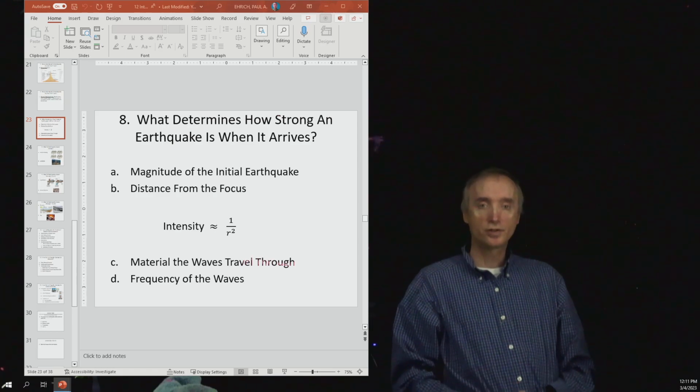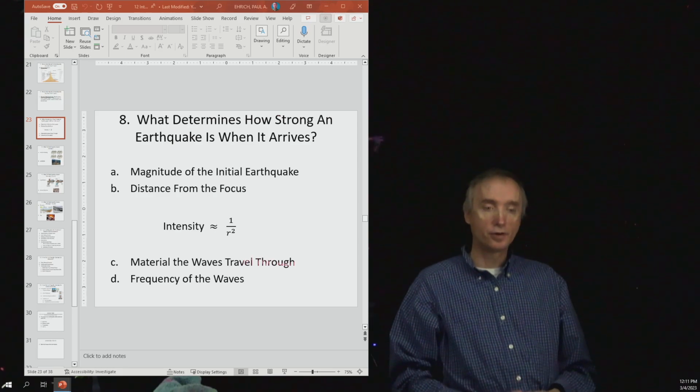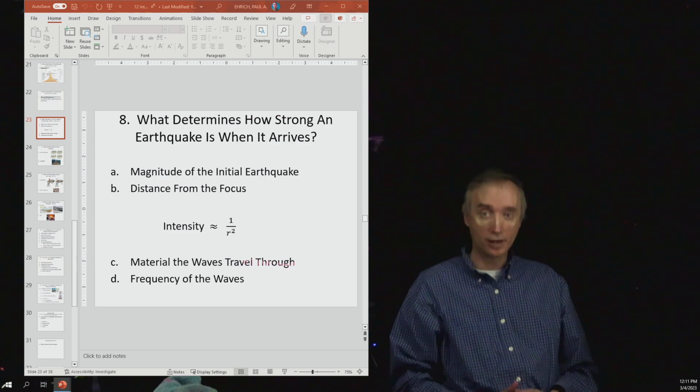Okay, so now we want to talk about the strength of an earthquake when it finally arrives where you're located. One thing that's going to determine the strength of the earthquake is how powerful the earthquake was, so the magnitude of the earthquake. The more powerful the earthquake, the more powerful it's going to be when it finally arrives where you're located. Okay, number two, it depends on your distance. The intensity of an earthquake varies as 1 over r squared, where r is the distance.